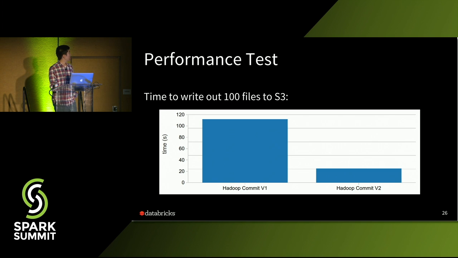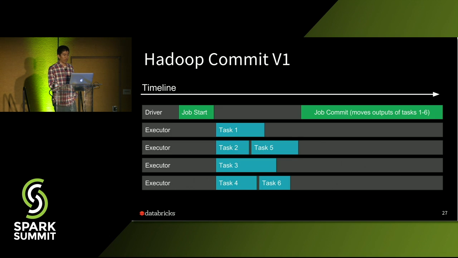So here's the result. V1 takes over 100 seconds, and V2 takes around 20. So why is there this huge performance difference? Well, let's look at the timeline of the V1 commit protocol.